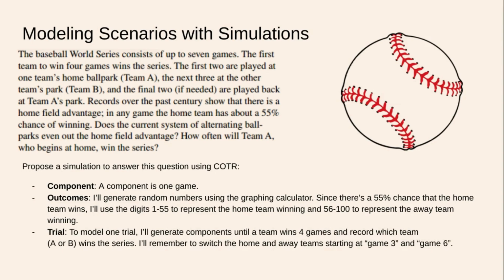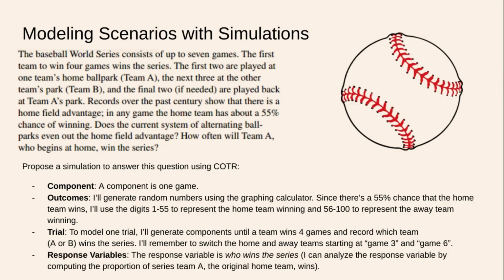For a trial, to model one trial, I'm going to generate components until a team wins 4 games and record which team, A or B, wins the series. I'll remember to switch the home and away teams starting at Game 3 and Game 6 if necessary. And the response variable is who wins the series. We can analyze the response variable by computing the proportion of series Team A, the original home team, wins. So once we have several responses, we can analyze the behavior of that response variable by seeing how often Team A wins.